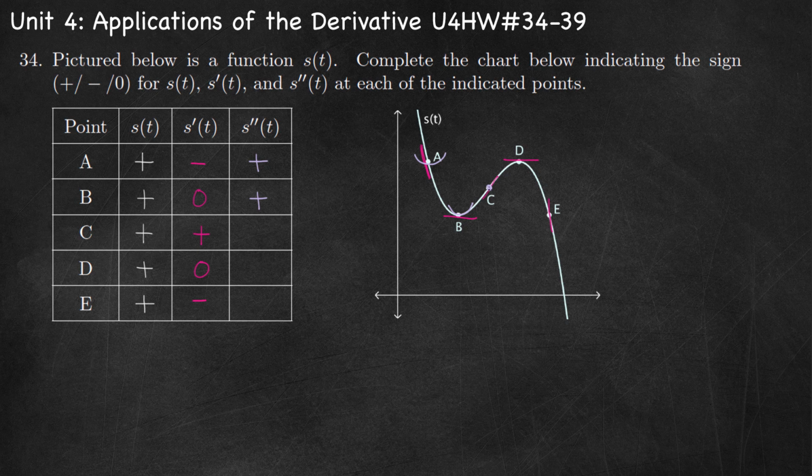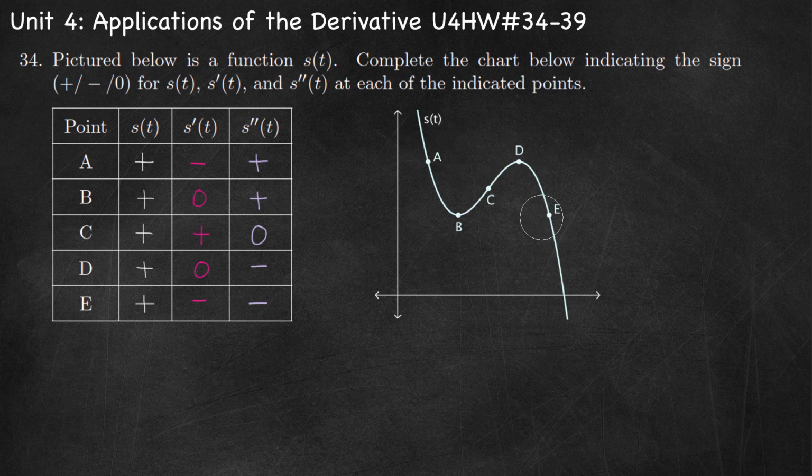Point C. Now point C, the concavity is changing. So here the graph is concave up, here the graph is concave down, and C is right where it changes concavity. So the second derivative there is 0. D, the graph is concave down, so second derivative is negative. E, the graph is concave down, so the second derivative is negative.